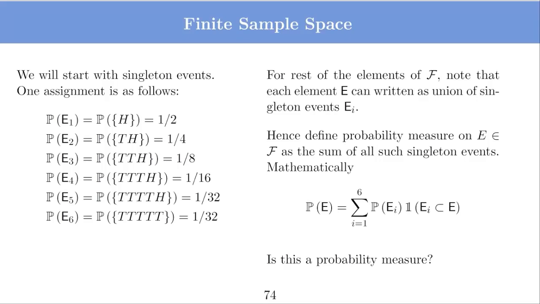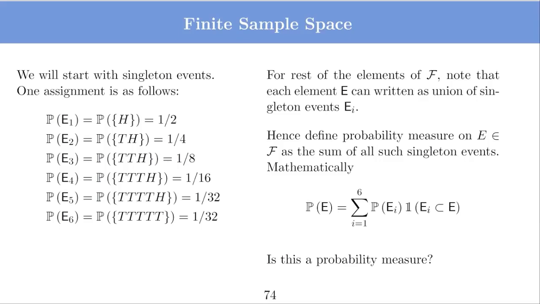So then the probability of E2, which is the set TH, is let's say 1 by 4. Probability of E3 is 1 by 8. Probability of E4 is 1 by 16. Probability of E5 is 1 by 32. And probability of E6, which is all T, is 1 by 32. Okay. So let's consider these are only 6 elements, while F contains all subsets of omega.